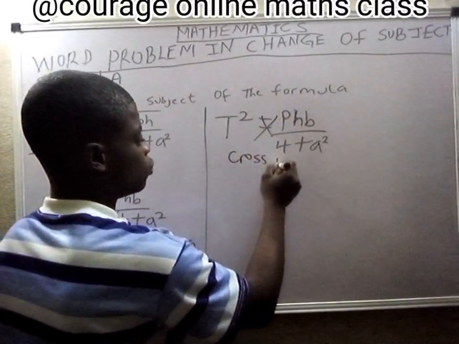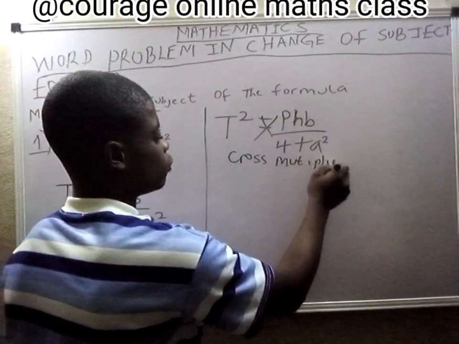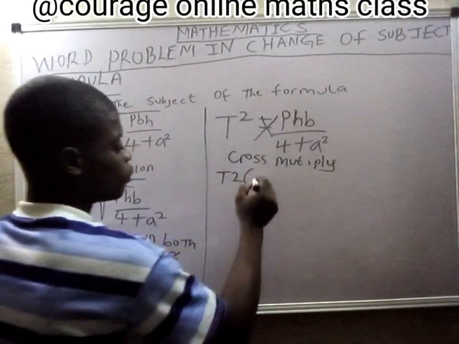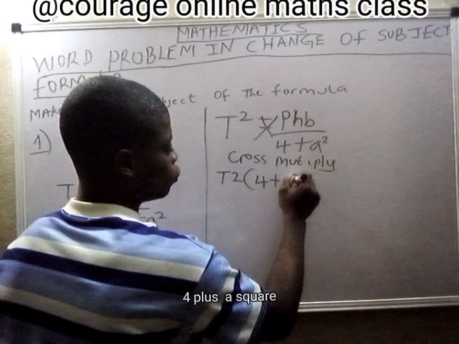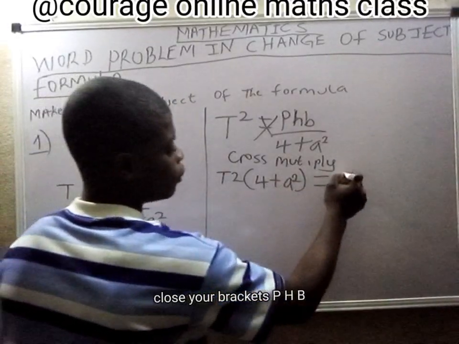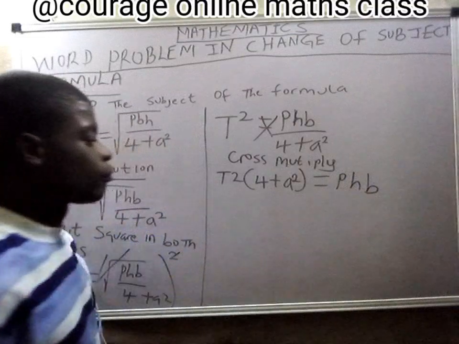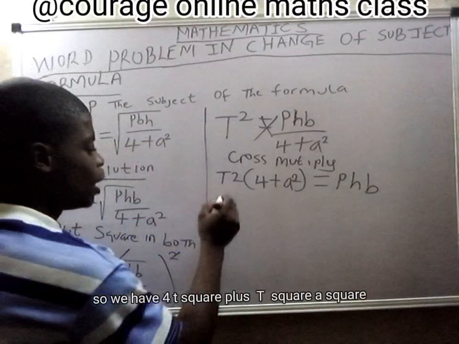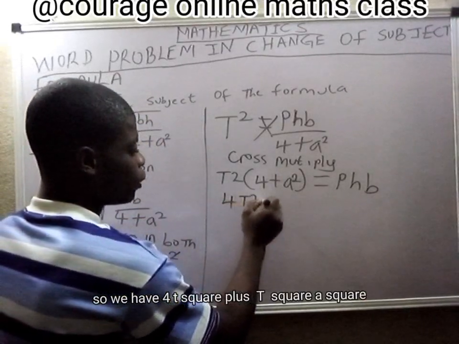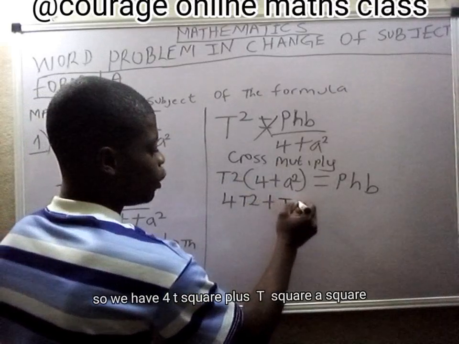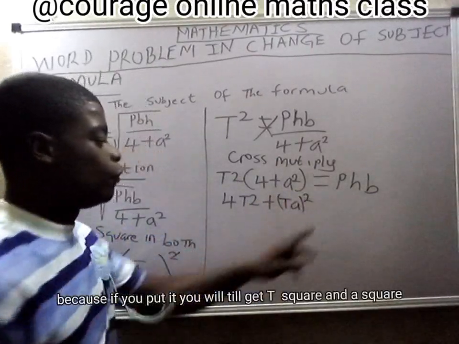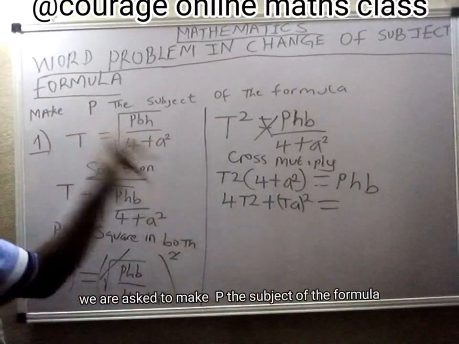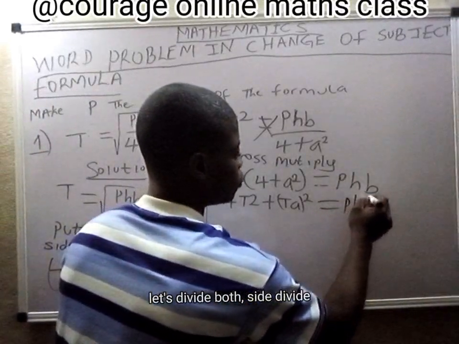Cross multiply. So cross multiply, we have t square bracket 4 plus A square, close your bracket, equals PHB. This square can multiply everything individually. So we have 4t square plus t square A square. Whereas to make P the subject of the formula, let's divide both sides.